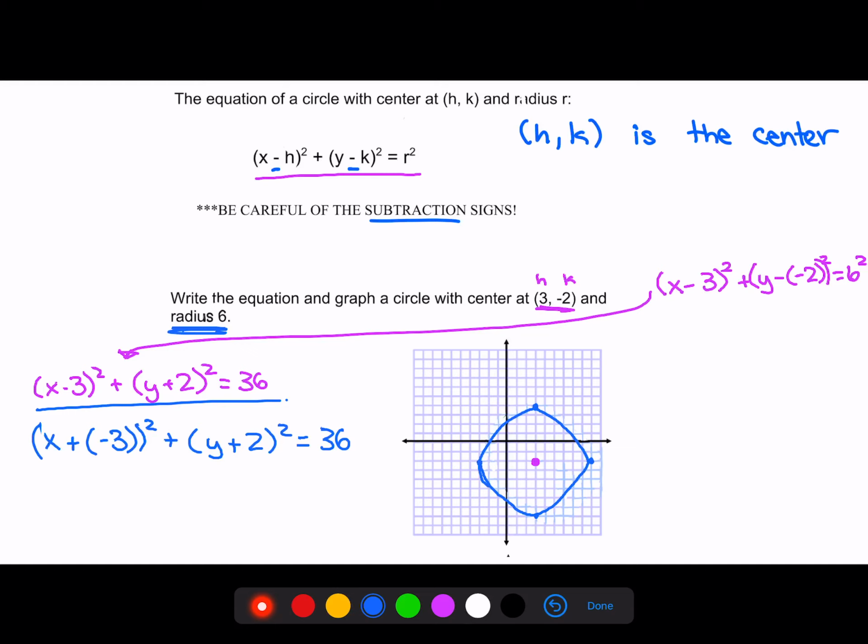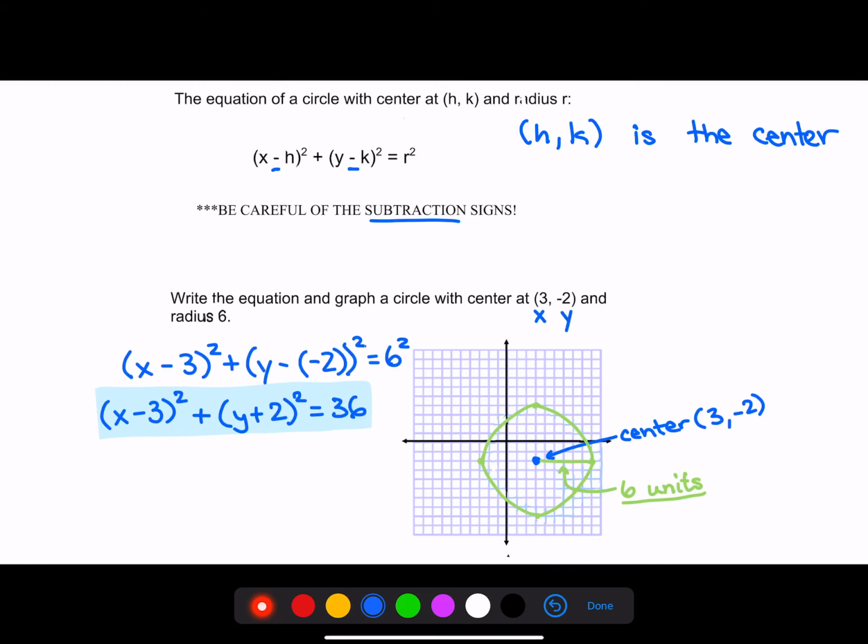Granted, mine is nowhere near perfect until I go ahead and draw this. And it's still not perfect, but we can see it here. So we now have this circle with center at 3, -2, radius at 6. So graphing, the only thing that's different is I move my center. Everything else is the same.